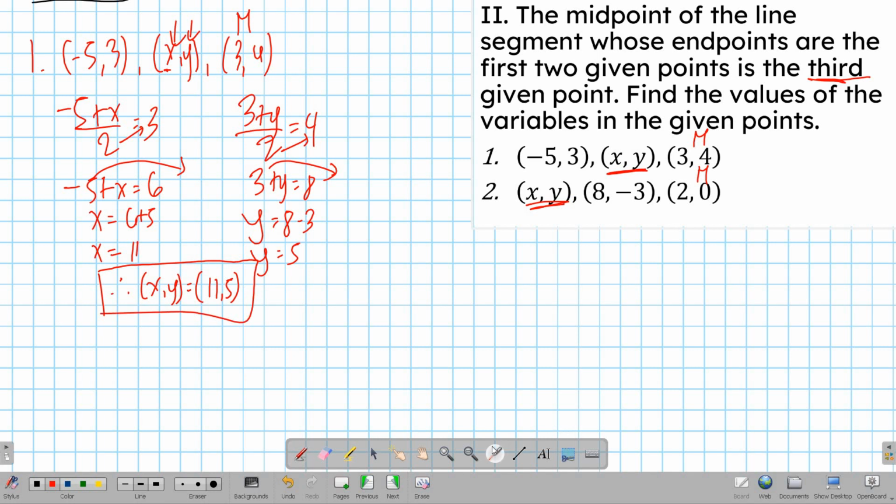Yeah. So try to pause the video and see what would be the values that you'll get in number 2. So in number 2, if you got the value of x and y as negative 4, negative 4 and 3, then that means you are correct. Ayan.